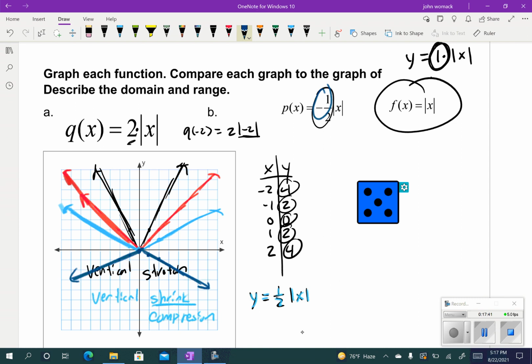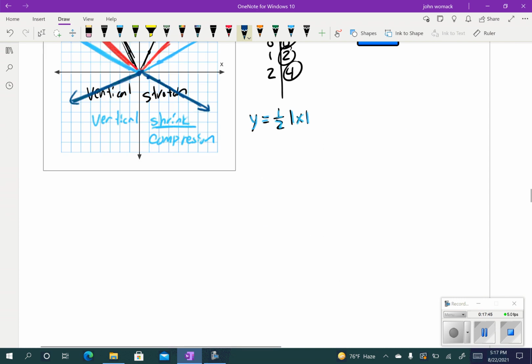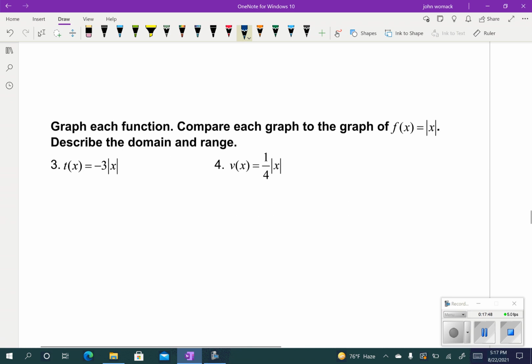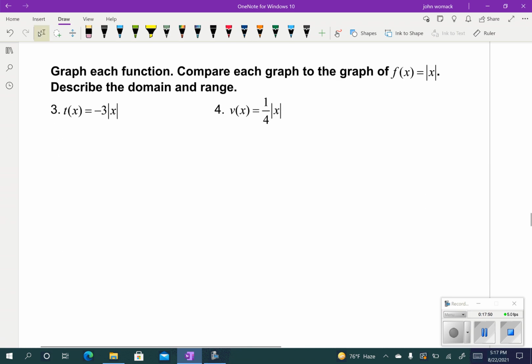So that's a summary of all the different kinds of transformations. And now we're just going to practice with those. So really quick, pause the video, see if you've got this. Just in your mind, I want you to come up with a description of what kind of transformation this is. What is that -3 doing? How is that different from the original parent graph? What is that 1/4 doing? So pause the video, come up with what you think, and then we'll unpause it, and I'll let you know what they do, and you can compare your answer.